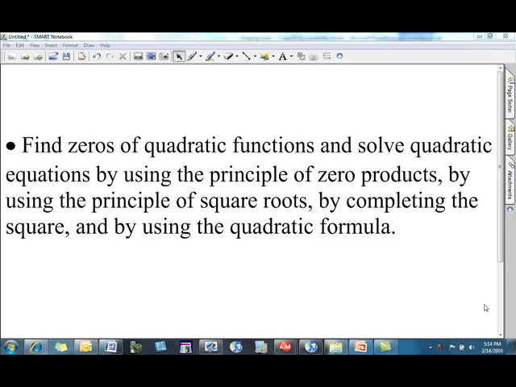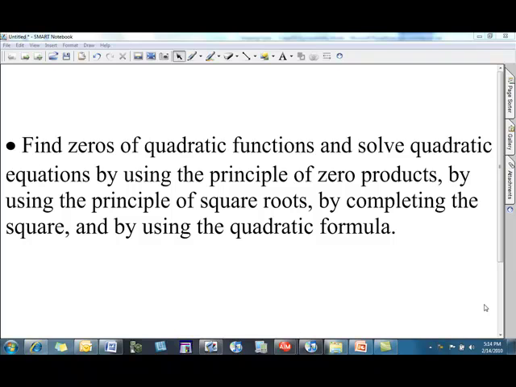This is section 3.2 in your book. It actually starts on page 244. The goal of this section is for us to be able to find zeros of quadratic functions and solve quadratic equations by using the principle of zero products, by using the principle of square roots. We won't be completing the square, although that's a goal of this section, and by using the quadratic formula.